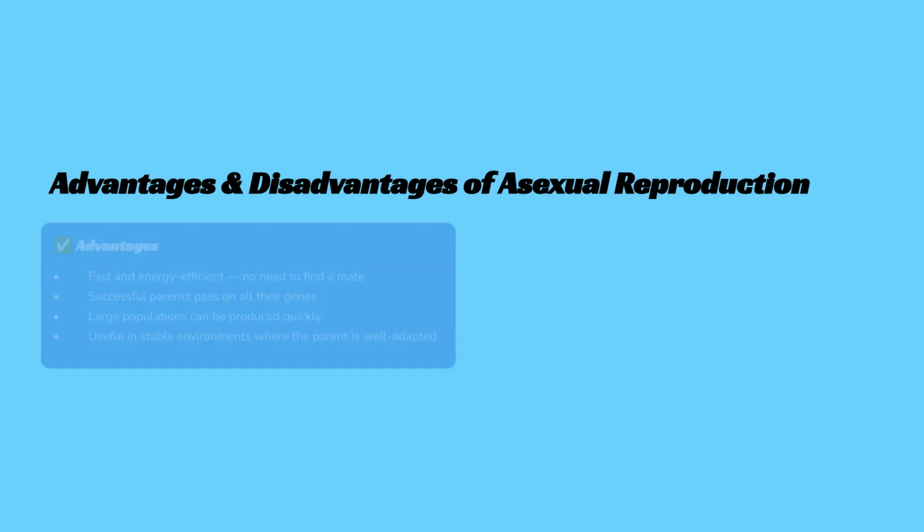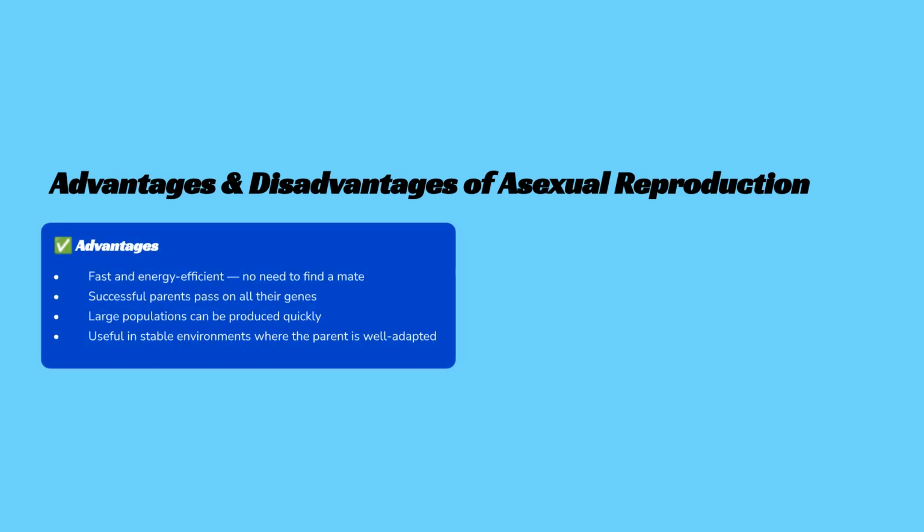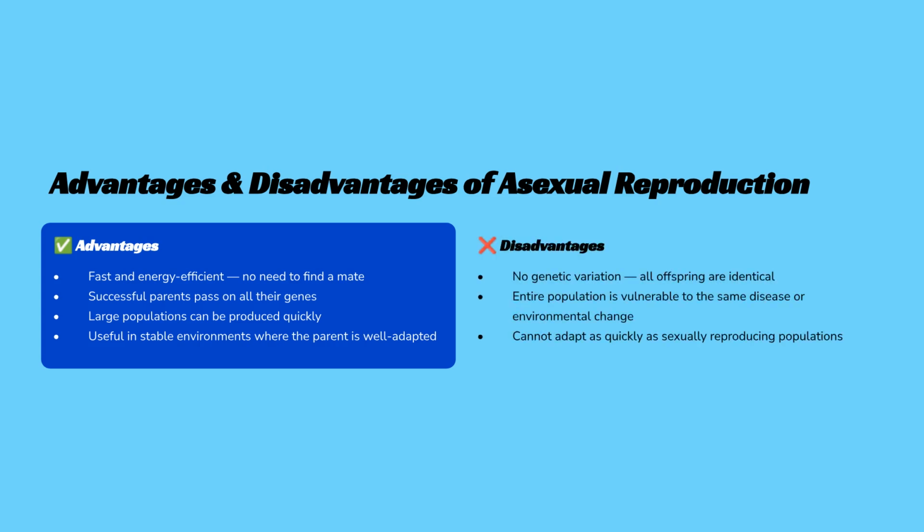Asexual reproduction is fast, energy efficient, and transmits all successful genes. However, a disadvantage is the lack of genetic variation, which makes the entire population vulnerable to disease or environmental change.